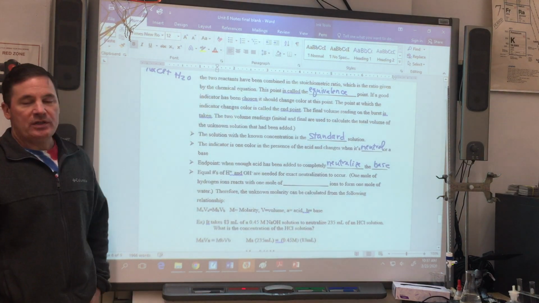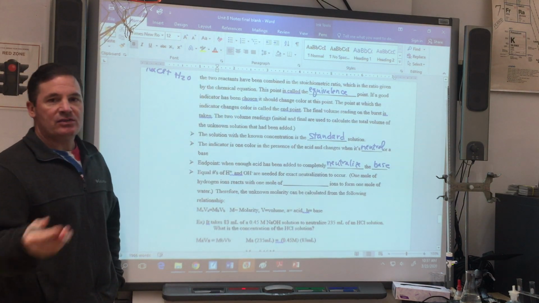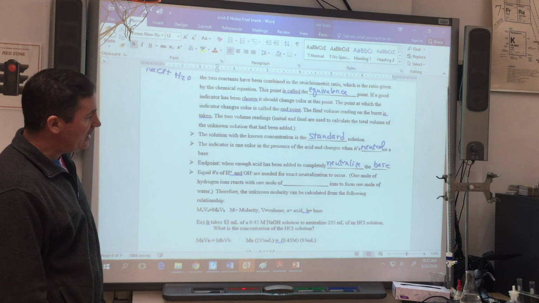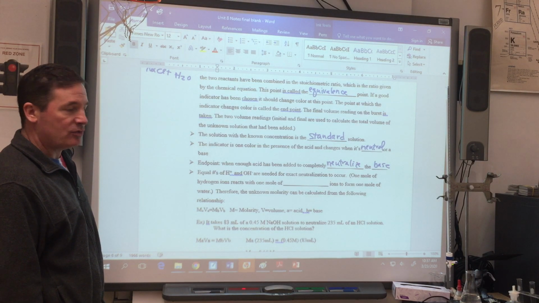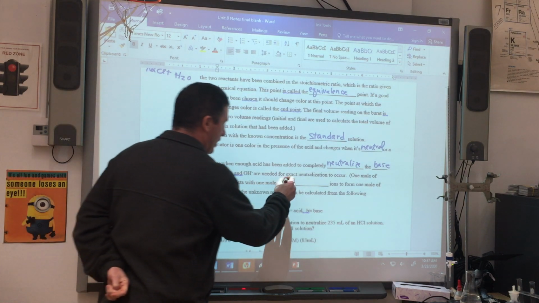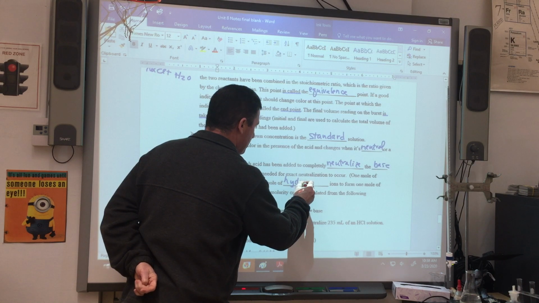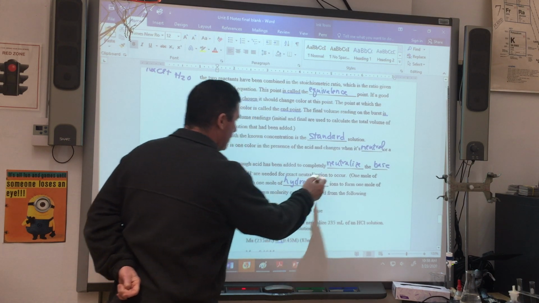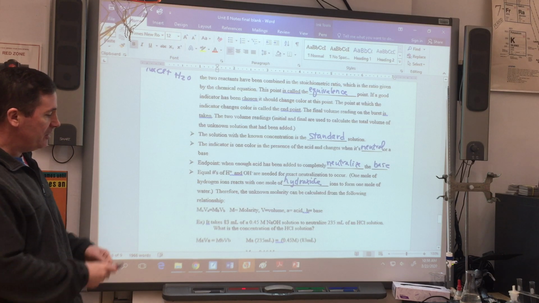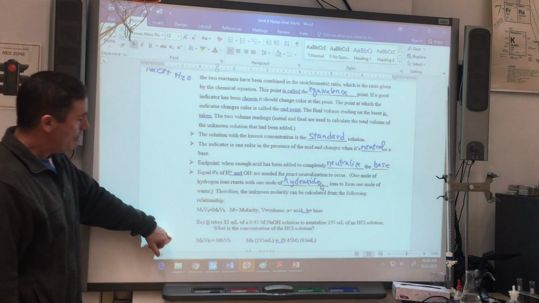In the lab that we're going to simulate, we're going to be adding base to the acid. Since there are equal numbers of hydrogen and hydroxide needed for exact neutralization to occur, 1 mole for every 1 mole of hydroxide, we end up getting water. Therefore, the unknown molarity can be calculated from the final relationship.